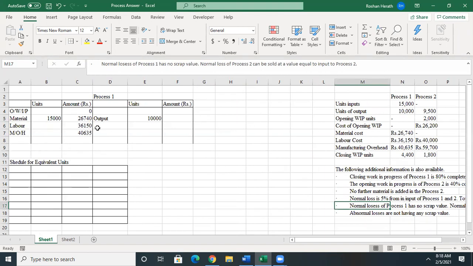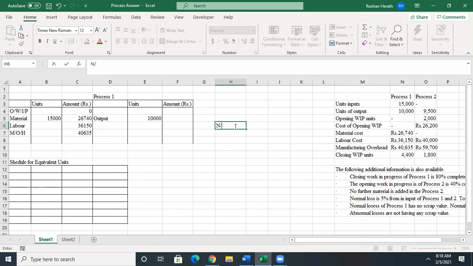Any opening work in progress? Here, no opening work in progress. So therefore, we can simply take the normal loss units. Normal loss units to be how much? So 15,000, and that is into 5%. So it is 750 units normal loss. And it says that in the process, the normal loss does not have any scrap value as well. So no amount is there.